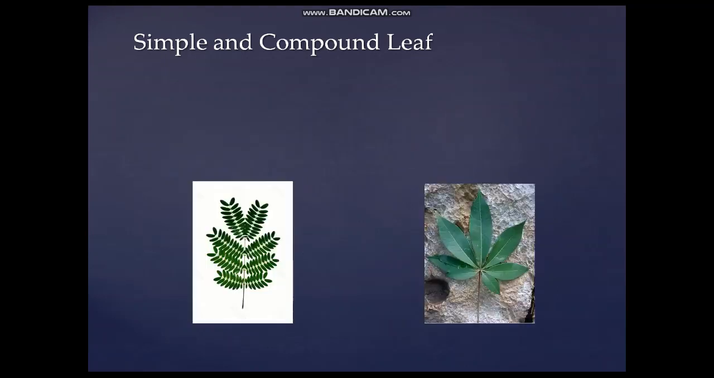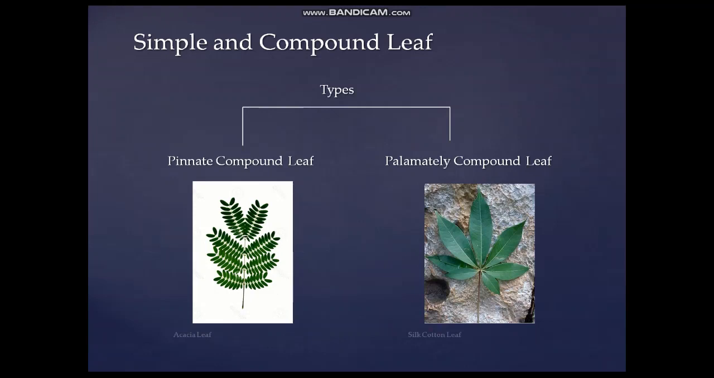Now look at the diagram. First one is of pinnate compound leaf. Over here look at it, the midrib is common, but now it is not called midrib, it is called rachis. In case of silk cotton, look at it, from one point many leaves arise. Over here rachis is absent.